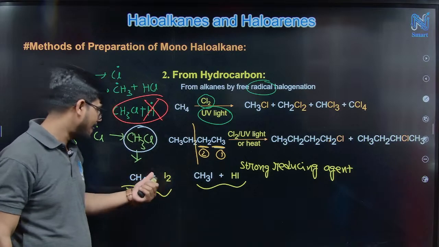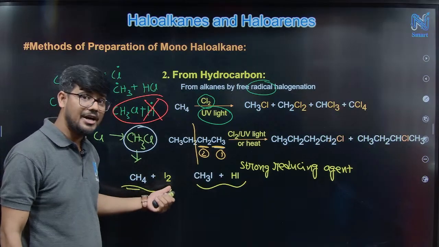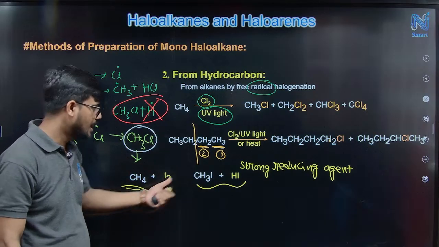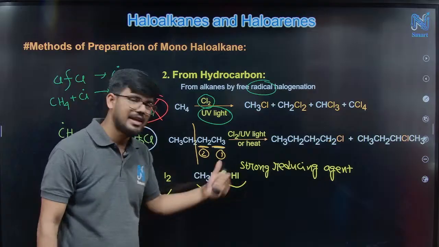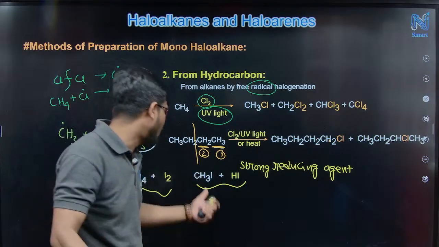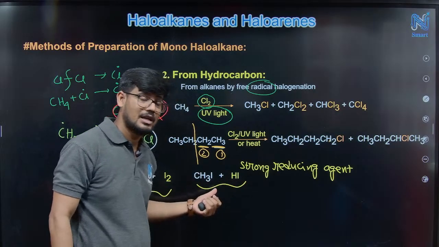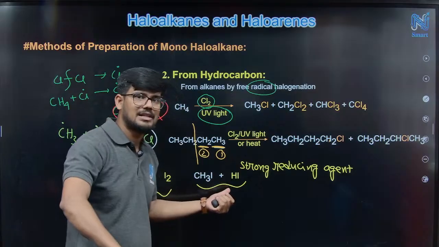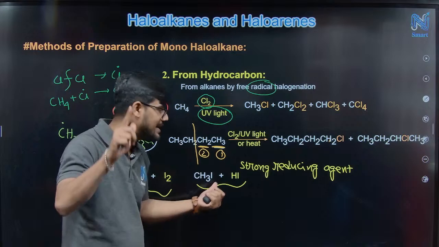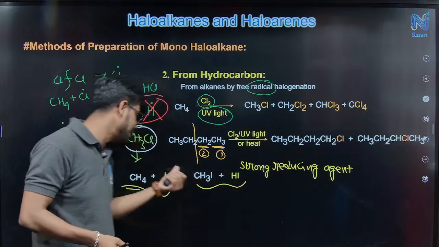Listen carefully. If we react methane with iodine, we will get CH3I and HI as products. The point is, after forming these products, they will react together. This HI and CH3I will react, because HI is a strong reducing agent and it will reduce CH3I back into CH4.